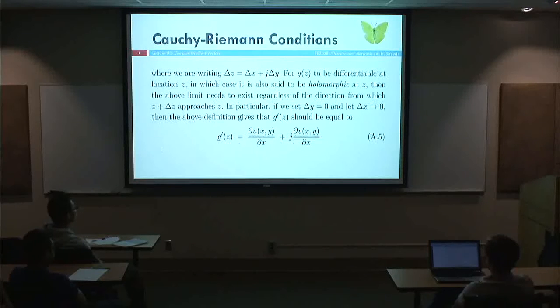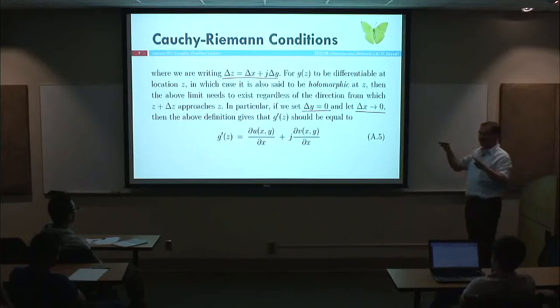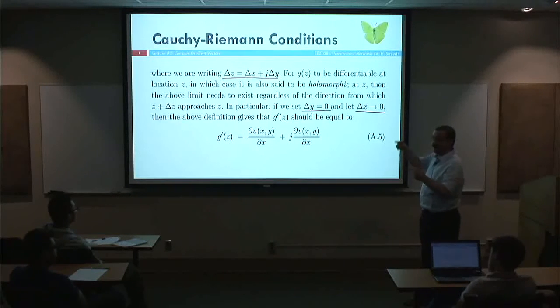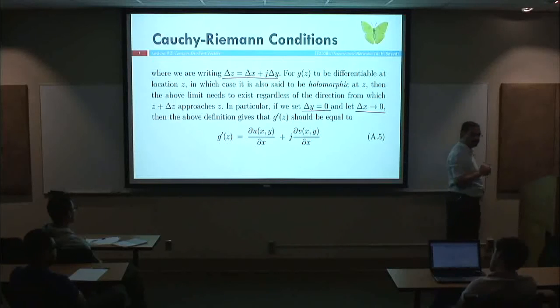So this is my delta z. It has a real and imaginary part. Let's assume that I make delta z go to 0 in the following manner, along the x direction. I set its imaginary part to 0, and delta x goes to 0. Fine? So if that's the case, and you go back to the definition of the derivative, right?